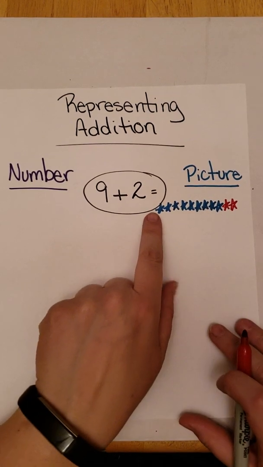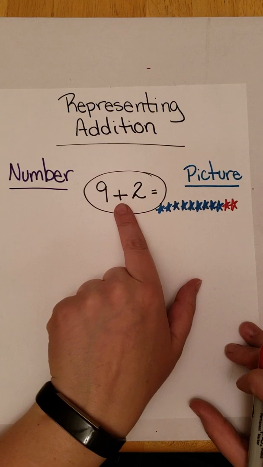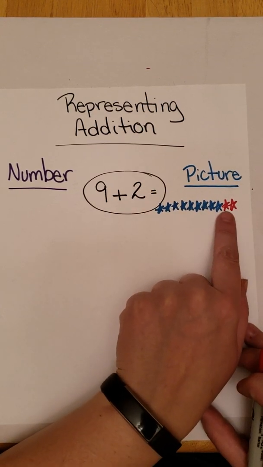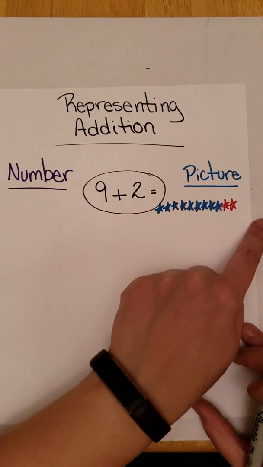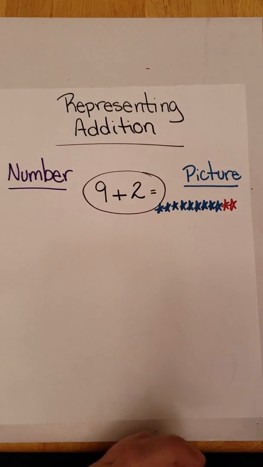Let's see. I have 9 things here, and I put them together. That's what that plus sign means, with these 2 things. So now I have a representation of 9 things plus 2 things.